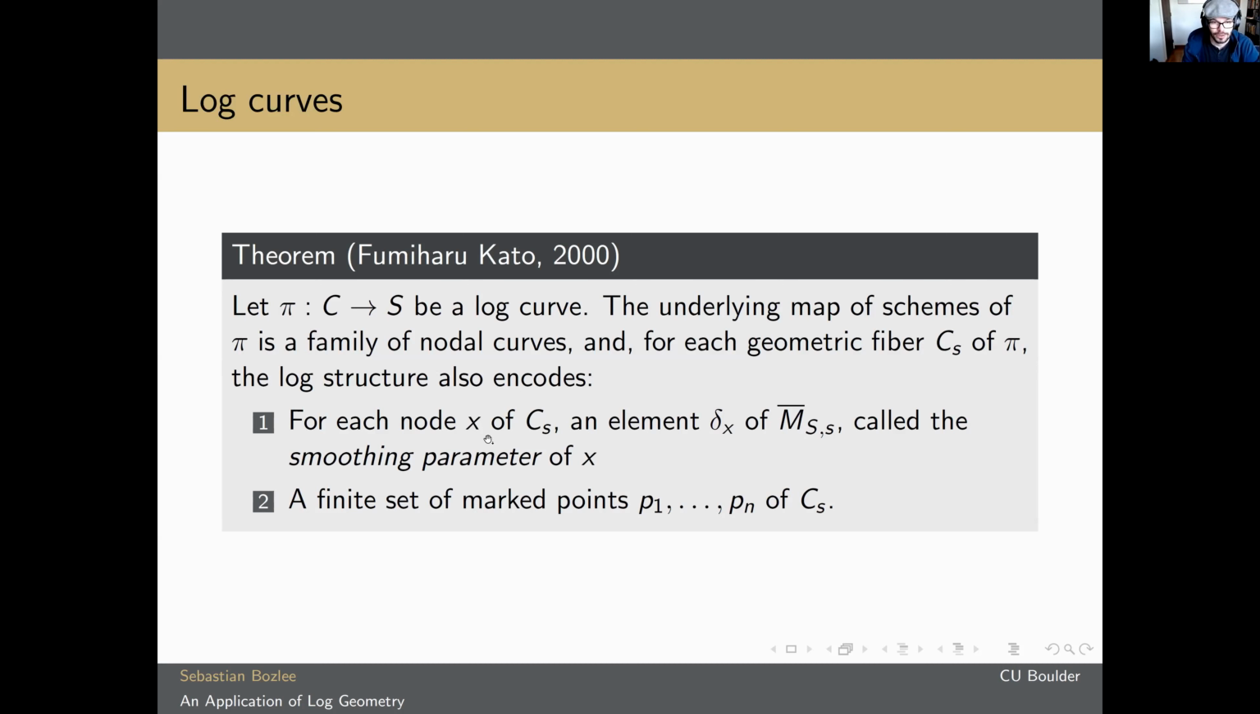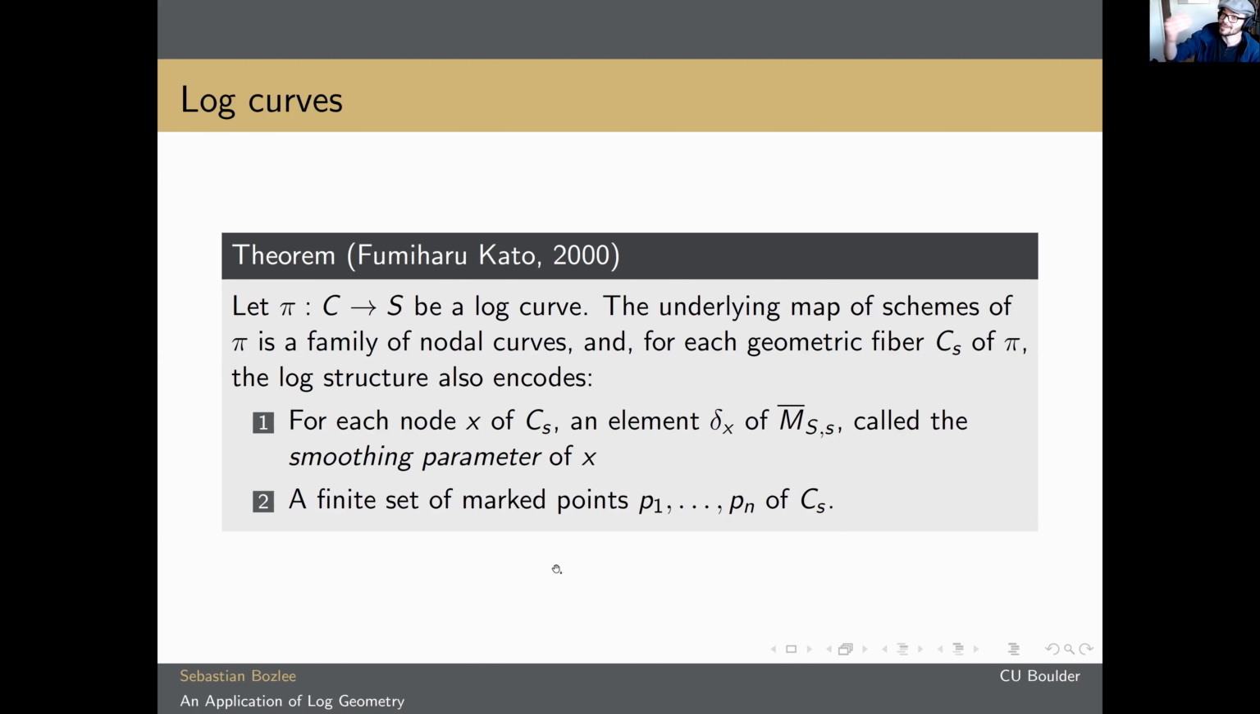So for each node of that curve, we're going to get an element of the characteristic monoid of the base, taking the stalk at the point. And this element we call the smoothing parameter of x. Roughly what this does is it controls when and where that node is going to smooth out. And then in addition, the log structure also encodes a finite set of marked points.